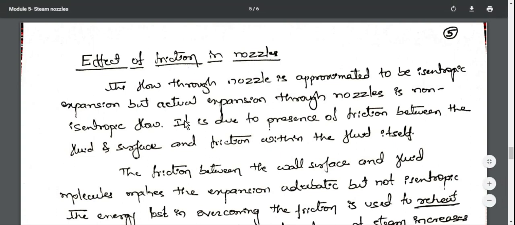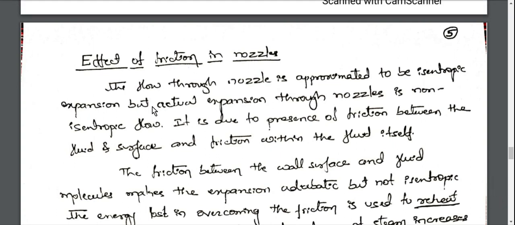So in this session, we will discuss the effect of friction in nozzles. This is one topic of module number 5, that is steam nozzles. To understand the effect of friction in the nozzles, you need to remember two important points.